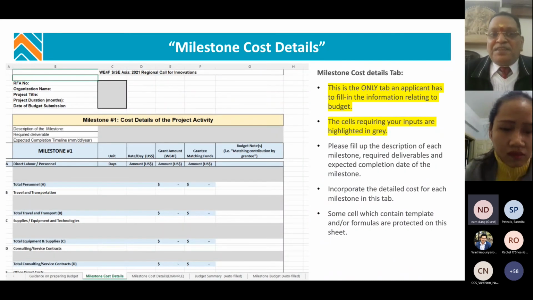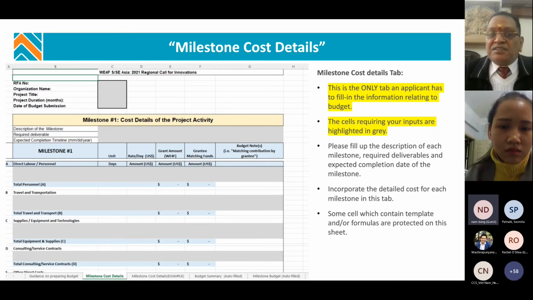So this is the template where you need to fill in all the information. You might observe that there are cells which are highlighted in gray. These are the cells where you need to put in the information. Like on the top, you can see description of the milestone. You have to define the cost details component of each, like personnel cost, travel cost, supplies, consulting or service contract. All this information you need to fill up here.